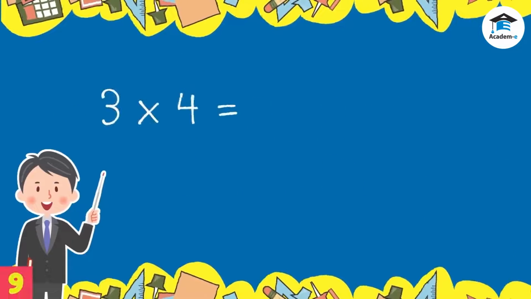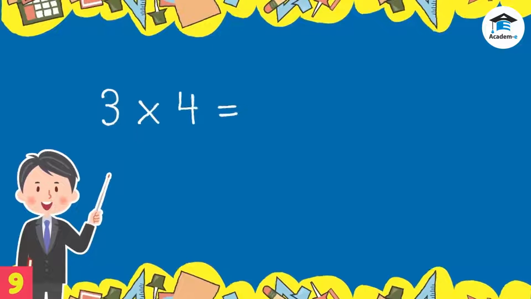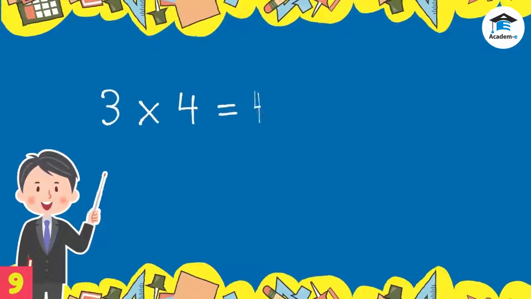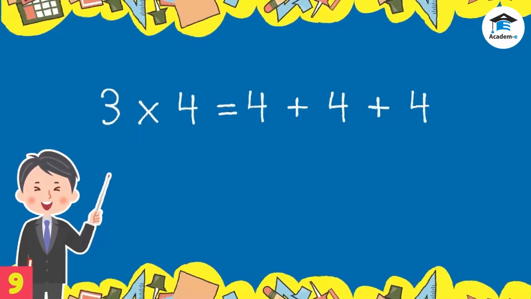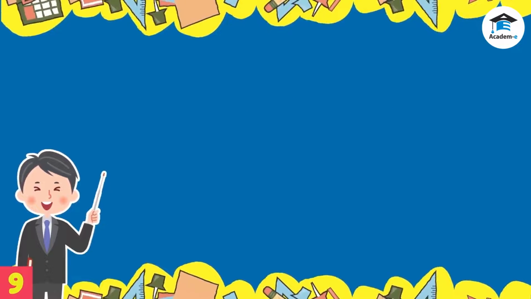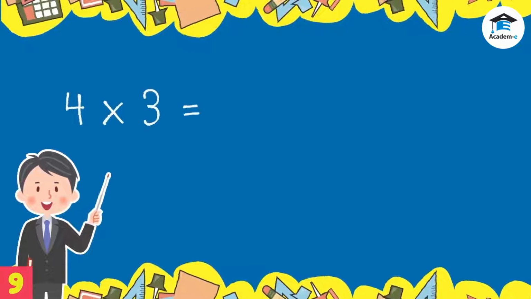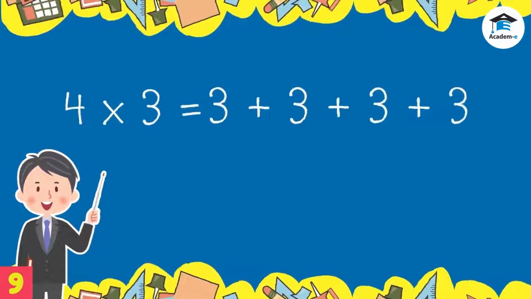3 times 4 is equal to. One way to interpret this is to say that there are 3 groups of 4s. So, we could say that this is equal to 4 plus 4 plus 4, which is equal to 12. Just out of curiosity, what do you think is the answer to 4 times 3? One way to interpret this is to say that there are 4 groups of 3s. So, we could say that this is equal to 3 plus 3 plus 3 plus 3, which is equal to 12.